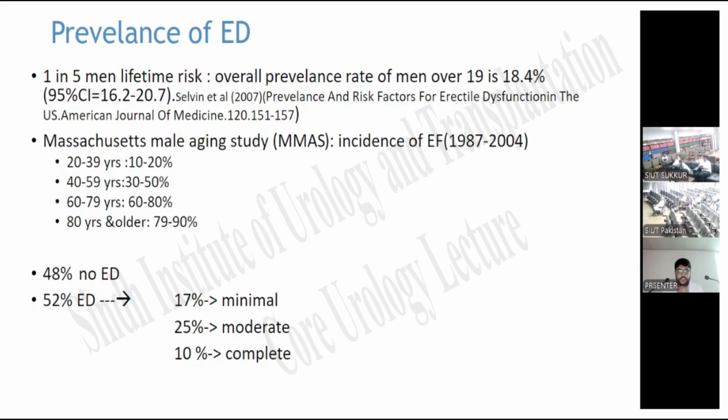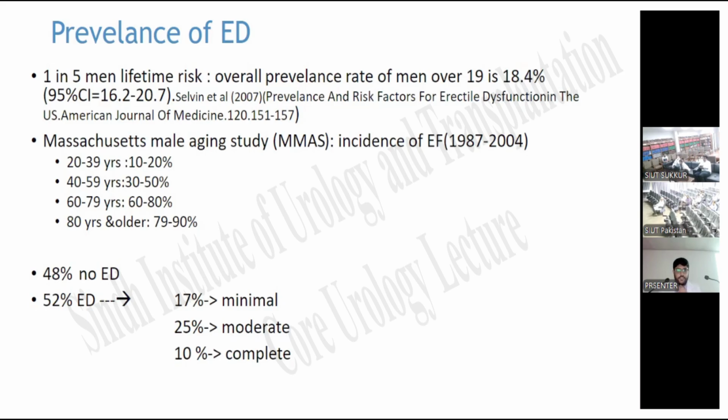Massachusetts Male Aging Study, incidence of erectile dysfunction 1987 to 2004. 20 to 39 years old is 10 to 20%. 40 to 59 years old, 30 to 55%. 60 to 79 years old, 60 to 80%. 80 years old and older is 79 to 90% erectile dysfunction.